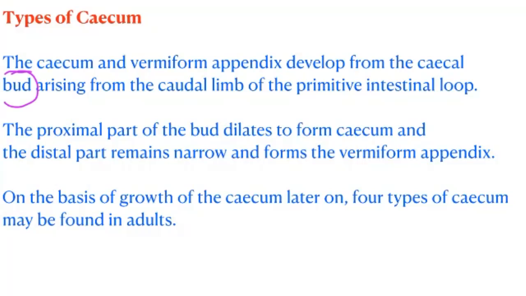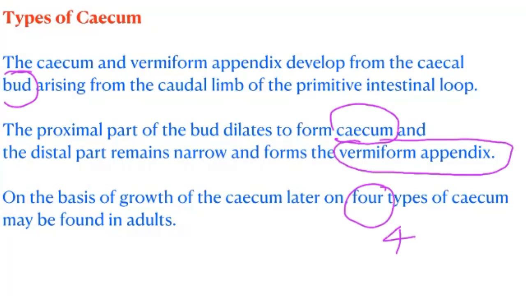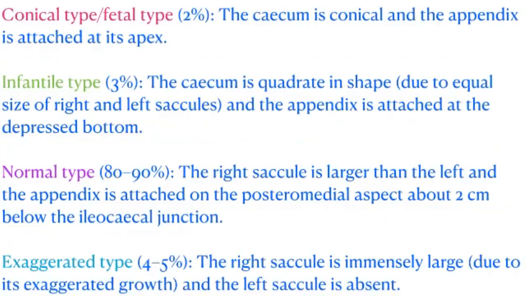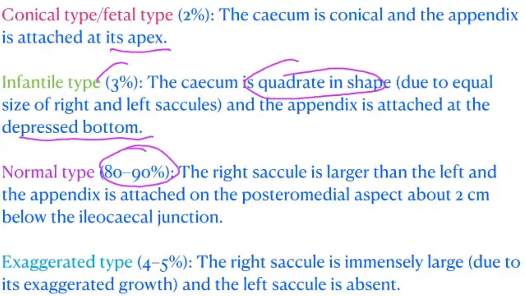On the basis of growth of the cecum later on, four types of cecum may be found in adults. Conical type: the cecum is conical and the appendix is attached at its apex. Infantile type: the cecum is quadrate in shape, the appendix attached at the depressed bottom. Normal type: the right saccule is larger than the left one, and the appendix is attached to the posteromedial aspect, about 2 cm below the ileocecal junction. Exaggerated type: the right saccule is immensely large and the left is absent.